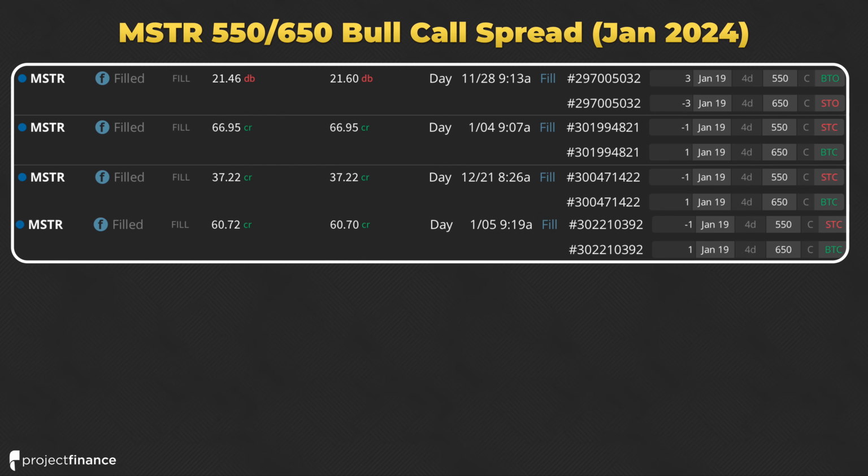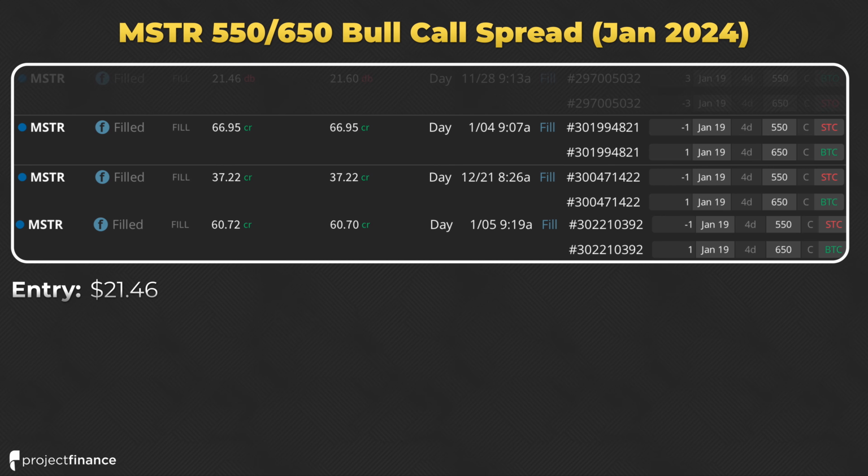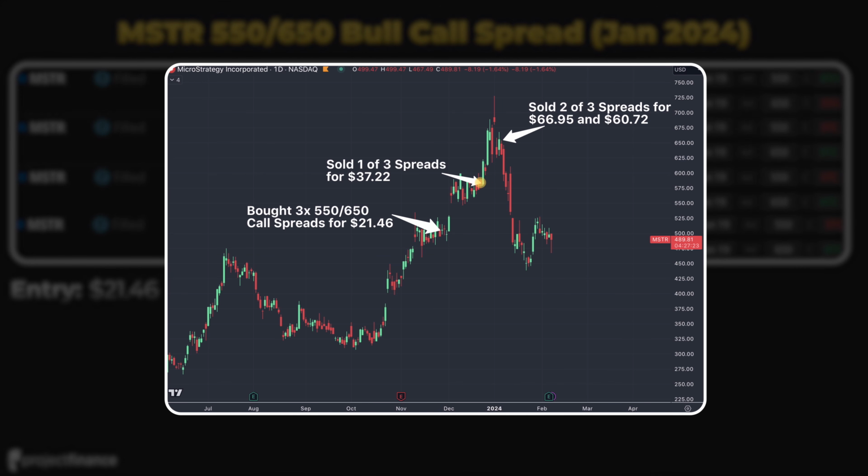I also had some shorter call spreads in January of 2024 that I entered on November 28th. I purchased 3 contracts of the 550, 650 call spreads, and I paid $21.46 for each of these call spreads. As we can see, I did scale out of these call spreads at 3 separate points in time. The first was on December 21st, where I sold one of the 3 spreads for $37.22. And then on January 4th, I sold one of the spreads for $66.95. And then finally on January 5th, I sold the final spread for $60.72.